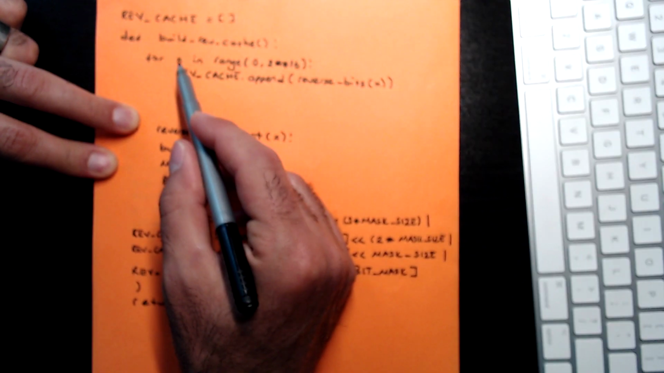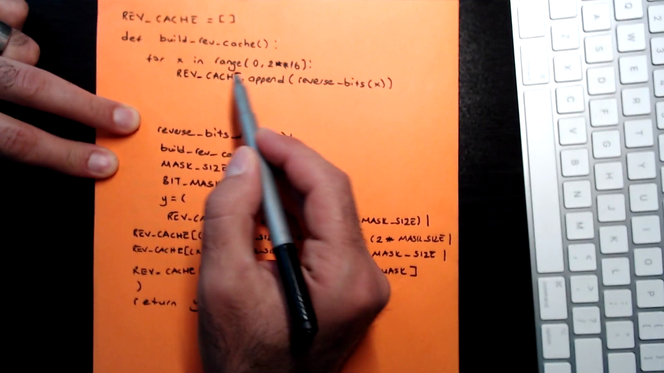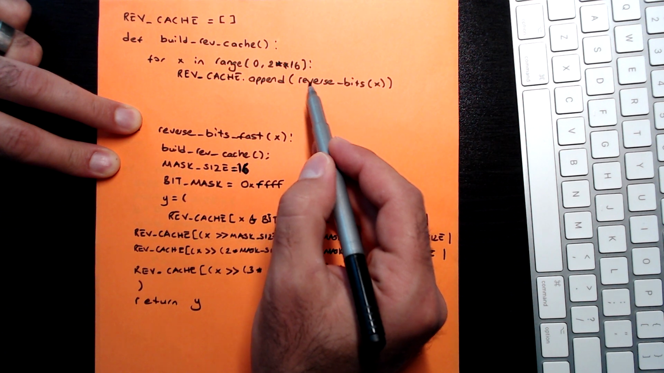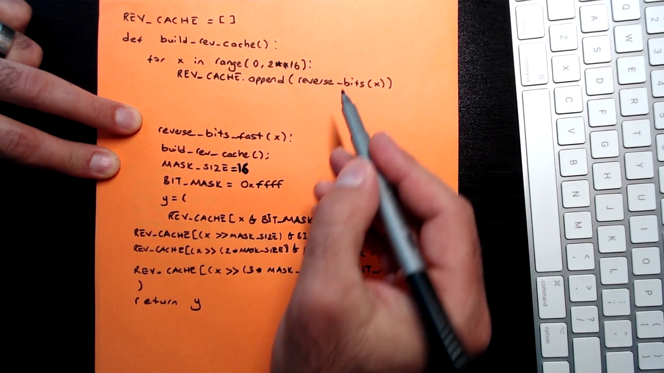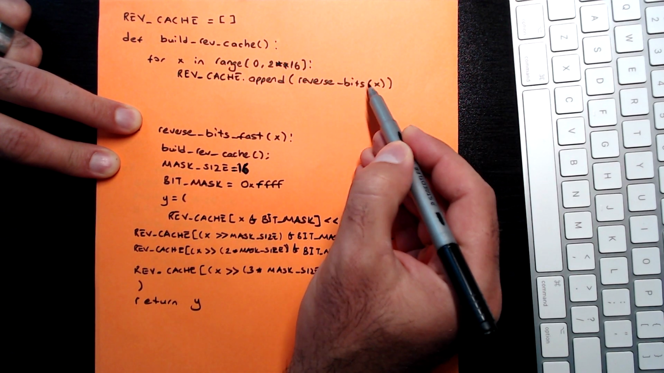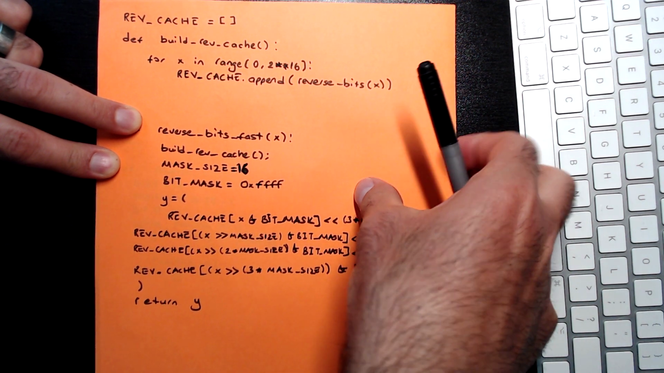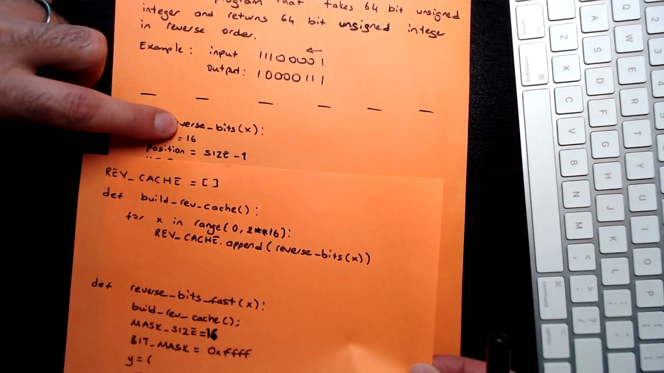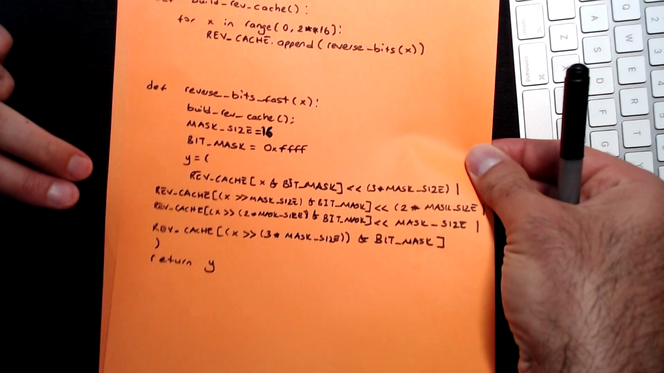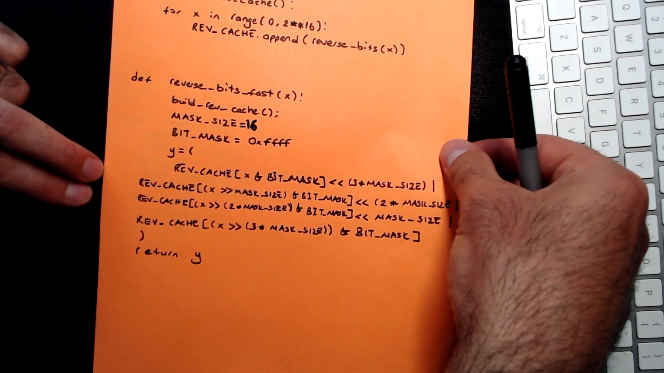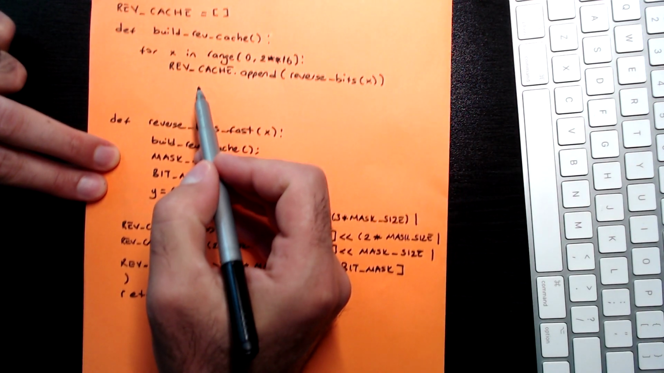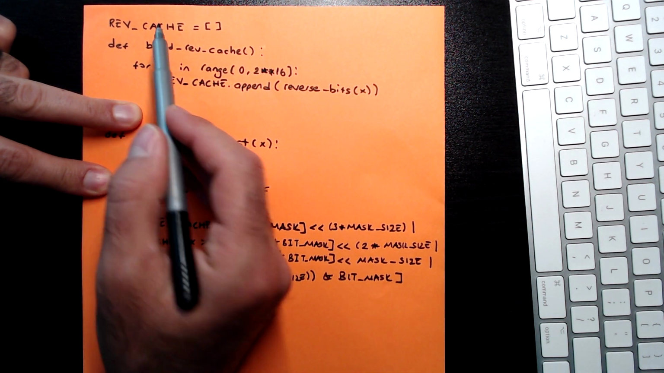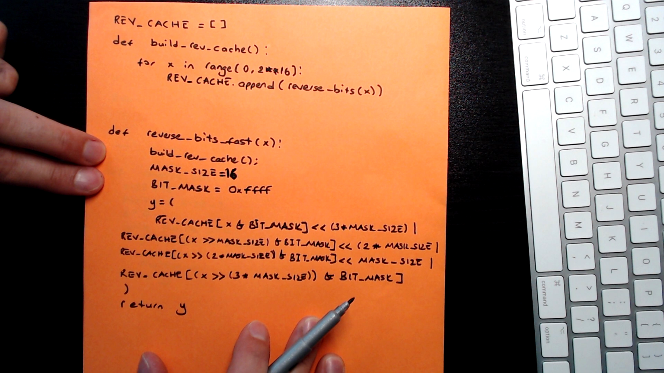Anyways, we are iterating through x in range 0 to 2 to the 16th, and we are adding the value of reverse bits, which calls the method I just showed, passing in x. When we call that, it is taking x and returning the value in reverse bits, right? So we populate our cache here, and it is stored under the reverse cache variable.